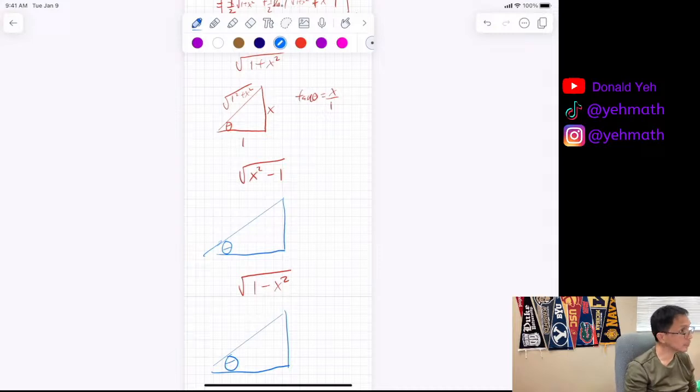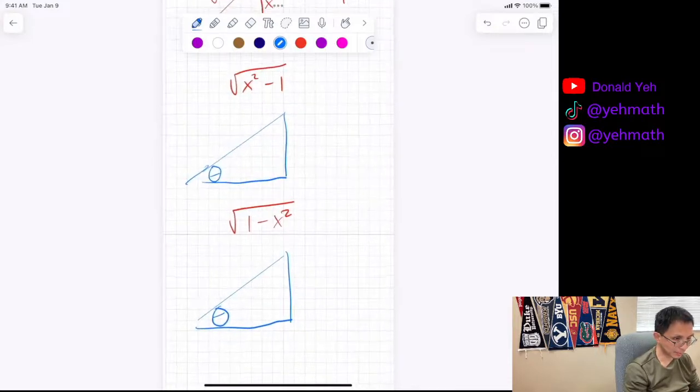I think it's secant. Sorry. Sine or secant, one or the other. Well, 50-50. I think the middle one's secant, the bottom one's sine. Why do you think that is? I think for the bottom one, the constant has to be the hypotenuse.